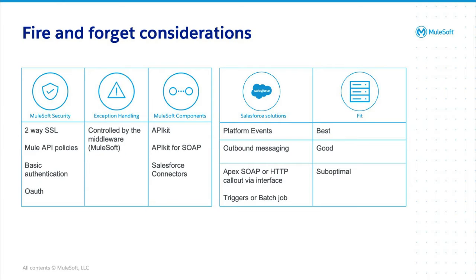Next, let's look at some considerations for this pattern. To secure this pattern with MuleSoft, you can use two-way SSL if Salesforce is making an inbound call. If you're using the Salesforce connector, you can use basic authentication or various OAuth options, including OAuth JWT, SAML, username and password, or OAuth 2.0. For exception handling, it's best for MuleSoft to handle any exceptions because this process is asynchronous, and really it's the responsibility of the middleware at that point.